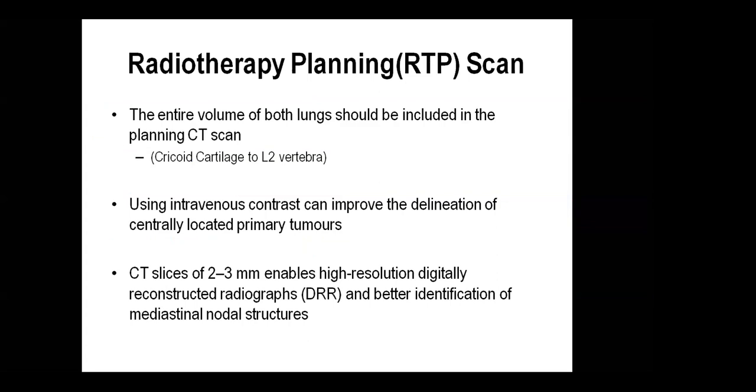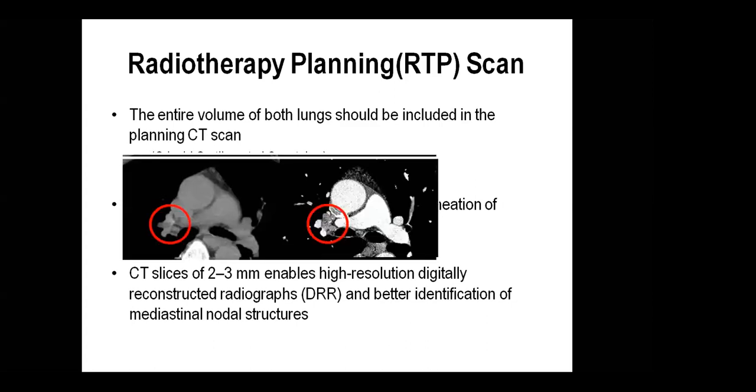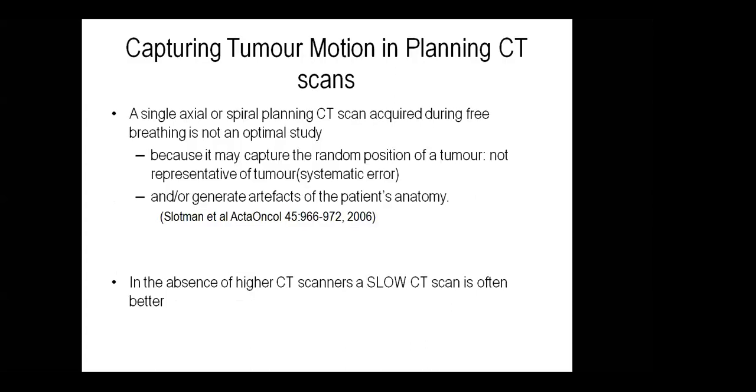Use intravenous contrast, which can improve the delineation, especially for centrally located primary tumors. For a peripherally located tumor, which is surrounded by lung parenchyma, intravenous contrast might not be helpful, but for a centrally located tumor, it makes a difference. Plus, the mediastinal lymph nodes are better visualized when you give IV contrast. Use CT slices of 2 to 3 millimeters, not only to construct a good DRR, but also for better visualization of the mediastinal group of lymph nodes. So that's what the contrast does. It helps outline your primary mediastinal group of lymph nodes better, as well as a primary which is located centrally.